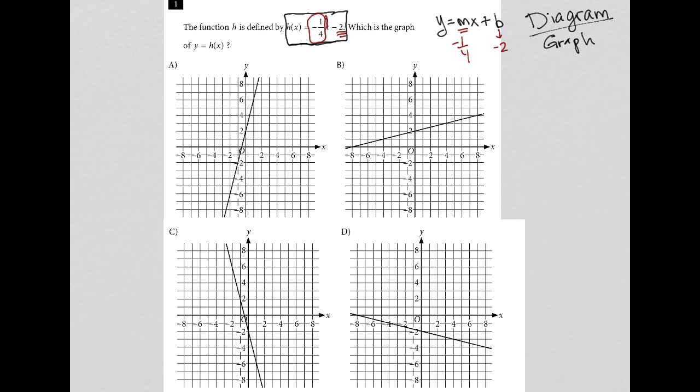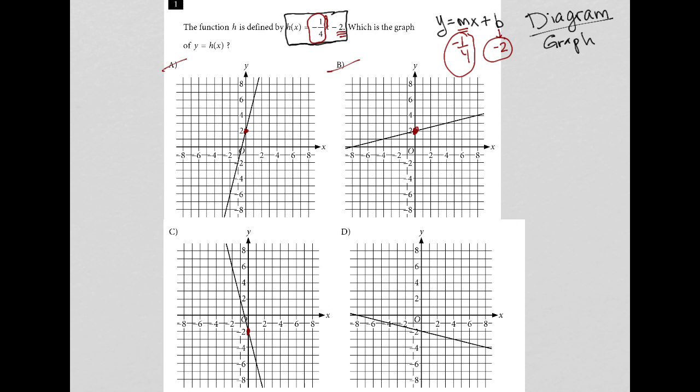So which of these graph answer choices has a negative 2 y-intercept and a negative 1/4 slope? That's all this is asking us to do. So choice A has a positive 2 y-intercept, so that's gone. Choice B also has a positive 2 y-intercept, so that's also gone. Choice C is at negative 2 for the y-intercept, but how about the slope?